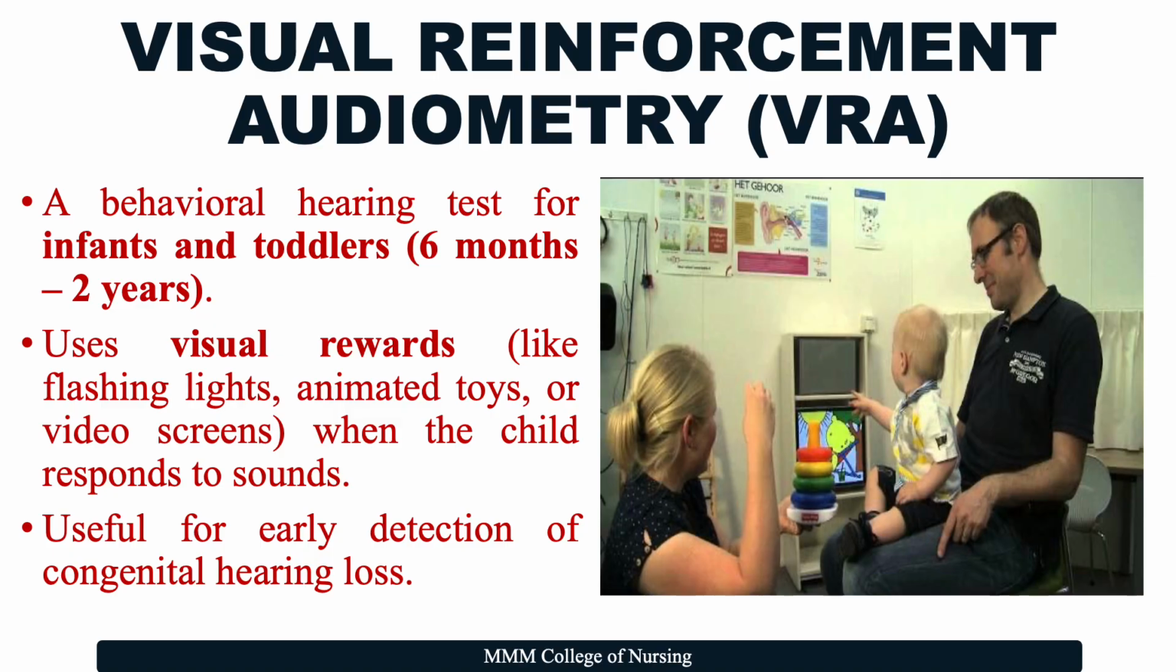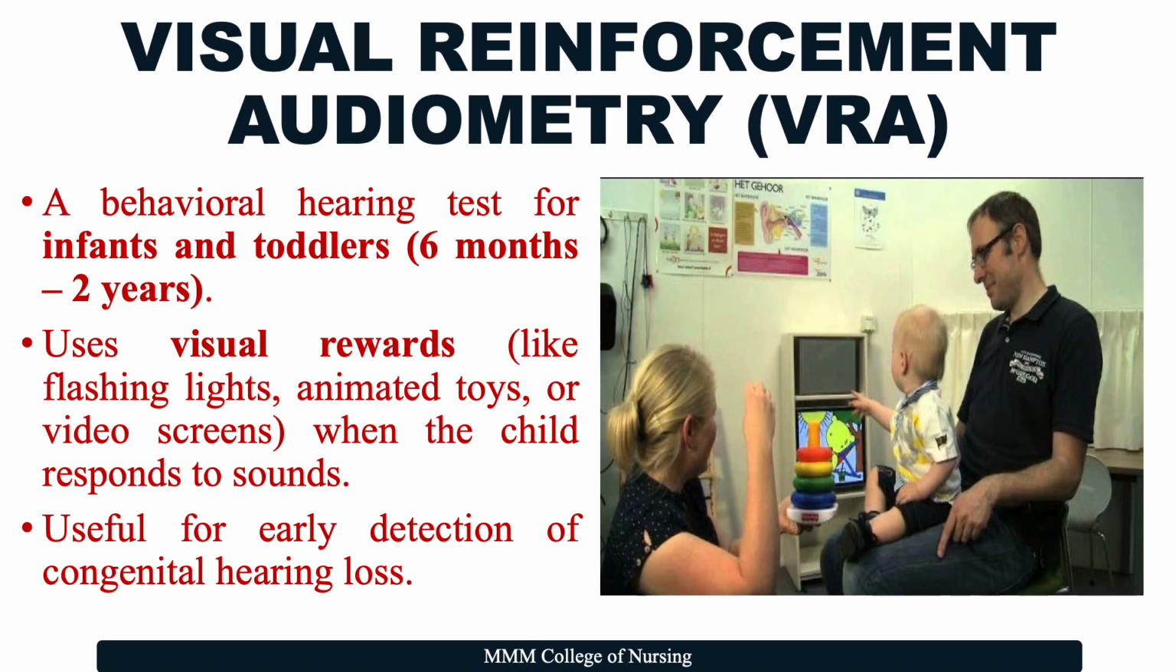Visual reinforcement audiometry, VRA, is a behavioral test for infants and toddlers aged from 6 months to 2 years. It uses visual rewards like flashing lights, animated toys, or video screens when the child responds to sounds. This is useful for early detection of congenital hearing loss. The principle in this type is that infants naturally turn their head toward a sound source. In VRA, this response is reinforced with a visual reward, encouraging the child to repeat the behavior.